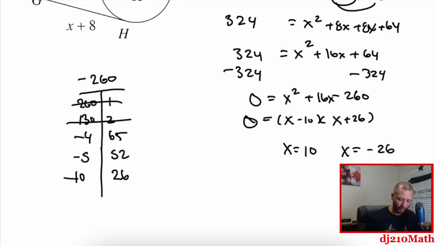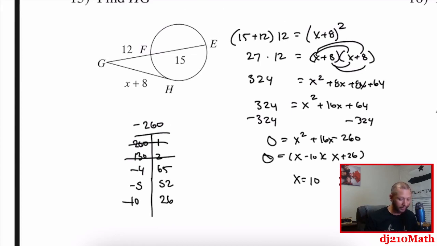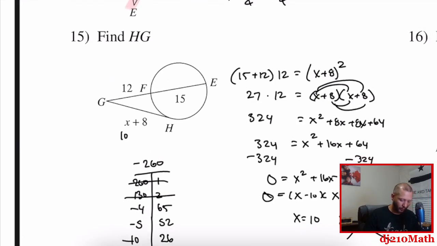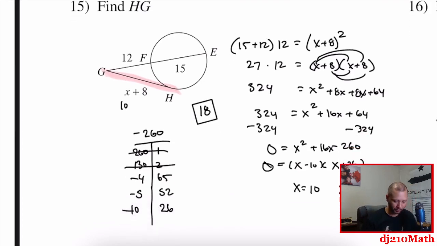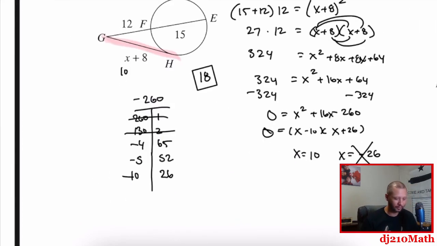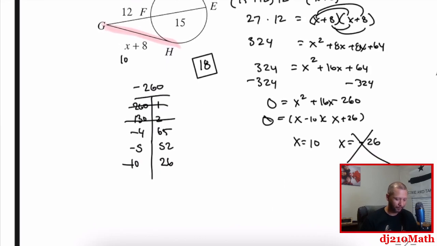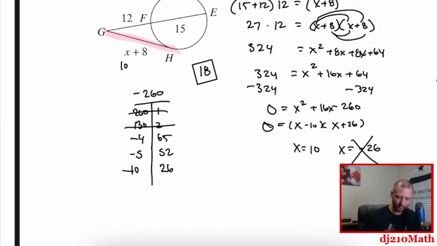And we know that length can't be negative, so that counts out this one. So x is equal to 10. So what are we looking for? HG. That's what we found. And HG is going to be equal to 18. Okay, you might have to watch this one a couple times only because of the factoring, right? See if you can convince yourself how to factor, right? That's another video.